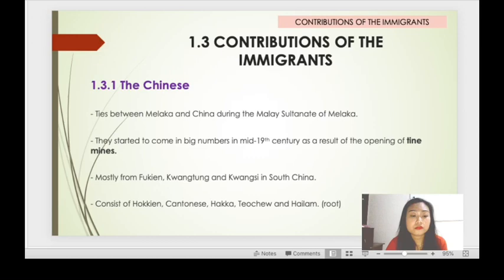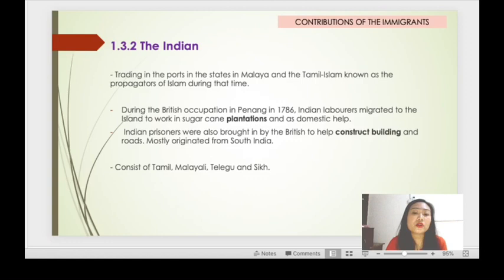Meanwhile, for the Indians, they traded in the ports in the states in Malaya, and the Tamil Muslims were known as the propagators of Islam during that time. Meanwhile, during the British period, after the British occupation of Penang in 1786, Indian labourers migrated to the island to work in sugarcane plantations and as domestic help. Indian prisoners were also brought in by the British to help construct buildings and roads. Mostly they originated from South India, yeah? So they consist of Tamil, Malayali, Telugu, and Sikh.